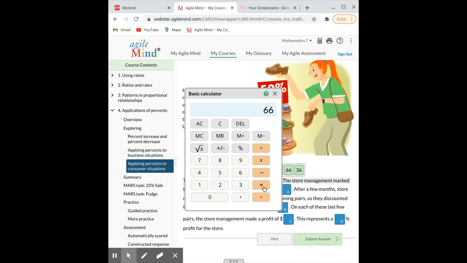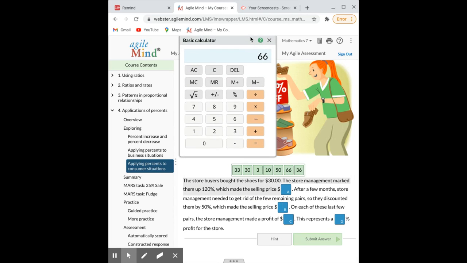All right, do we agree with him? Yes, sir. All right, so the markup was actually how many dollars? 36. That's right. The markup was $36 over the original price. So that's a pretty big increase. All right, so let's look at that next part.